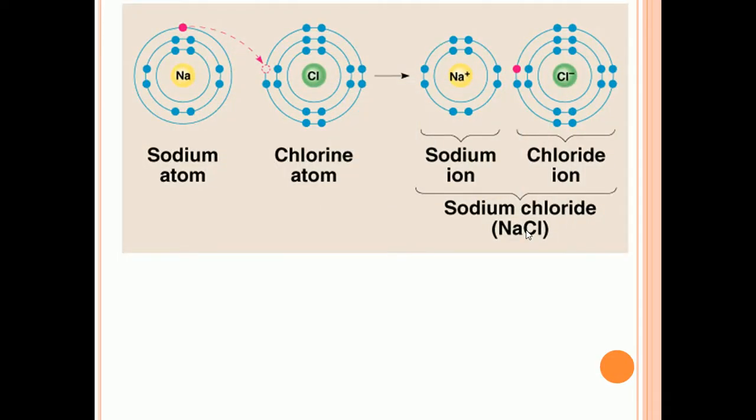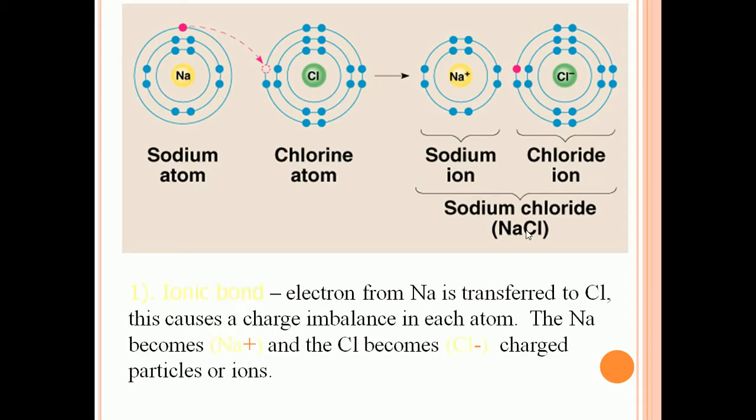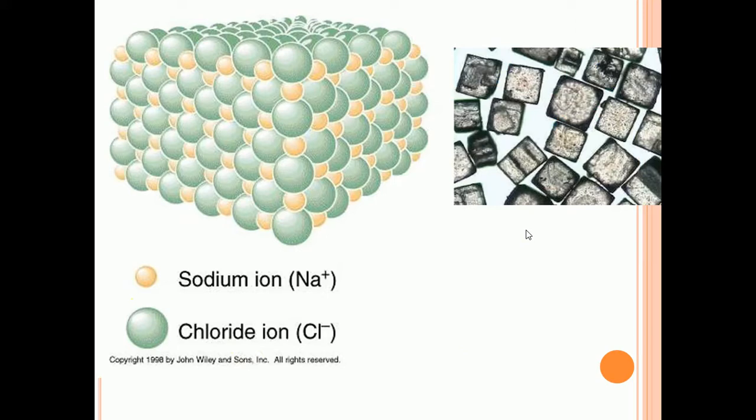So this is a simple representation. Where is the transfer of electron? This pink colored ball is shifted to the chlorine atom, and after that it forms NaCl. This is the actual structure of NaCl.